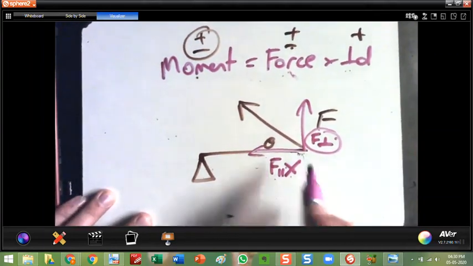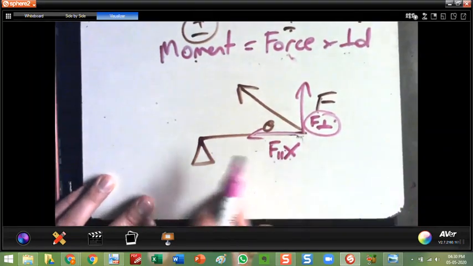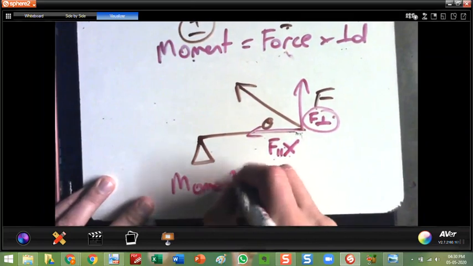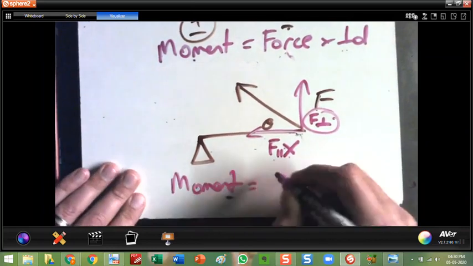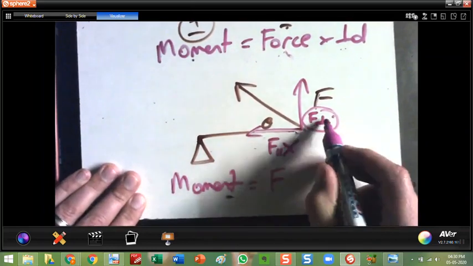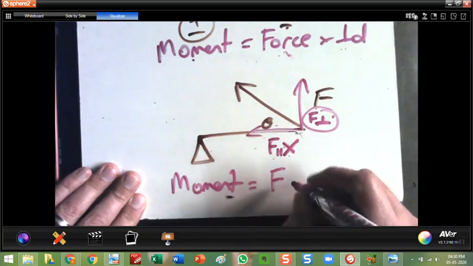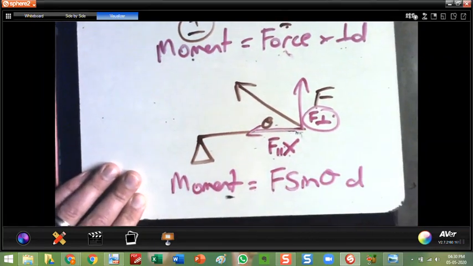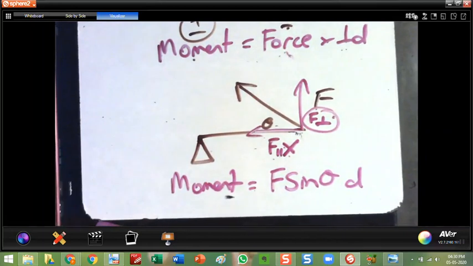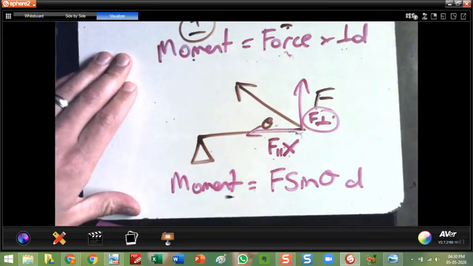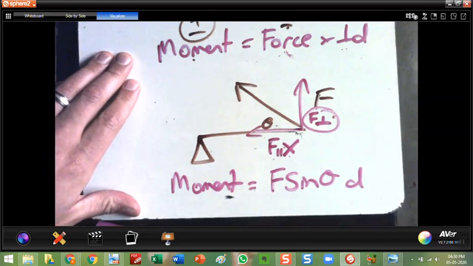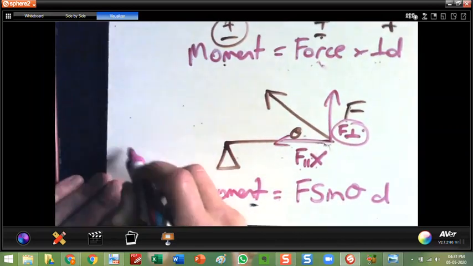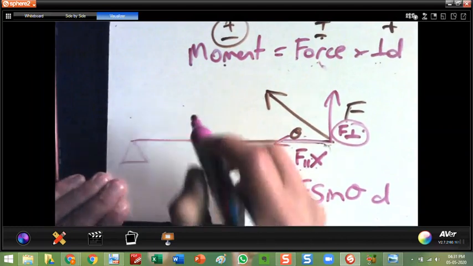So whenever we have a force at an angle, we change our formula to say that the moment is equal to F, and in this case there's the angle, so it's going to be F sine theta times the distance.